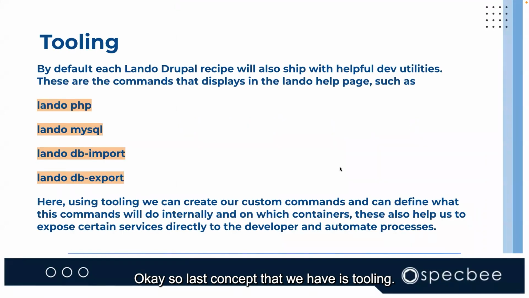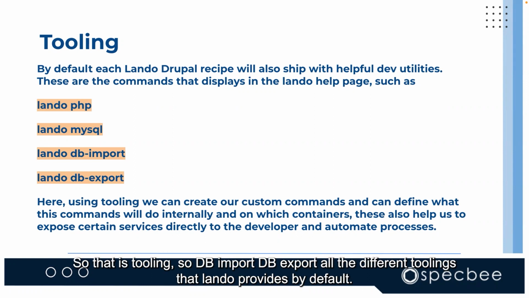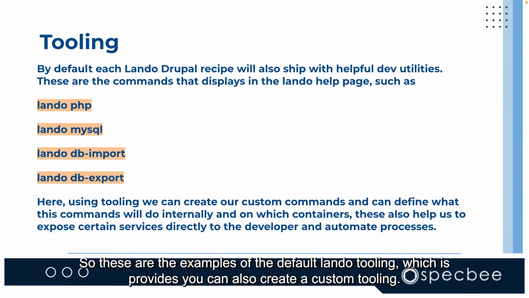Okay, so the last concept that we have is tooling. So tooling is like different commands that you can create. You can give your own names, and you can define different steps that it will do in that command. So that is tooling. So DB import, DB export are the different toolings that Lando provides by default. So these are the examples of the default Lando tooling, which it provides.